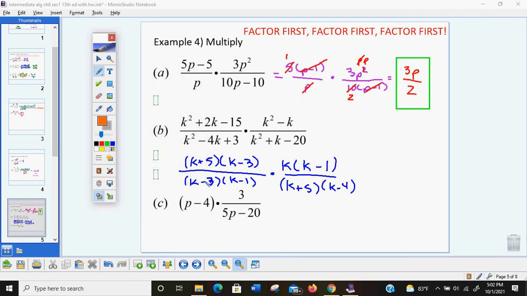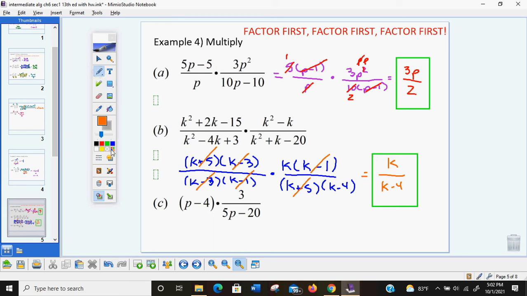Now what we want to do is look and see. Let's first go up and down here, okay, with just this one. That k minus 3 is going to cancel out. Let's go up and down with this one. Nothing cancels. So let's go across. Let's go across this way. See how the k minus 1 will cancel? Let's go across this way. K plus 5 will cancel. I'm not left with anything on top except a k, and the only thing left on bottom is that k minus 4. So the final answer would be k over k minus 4.